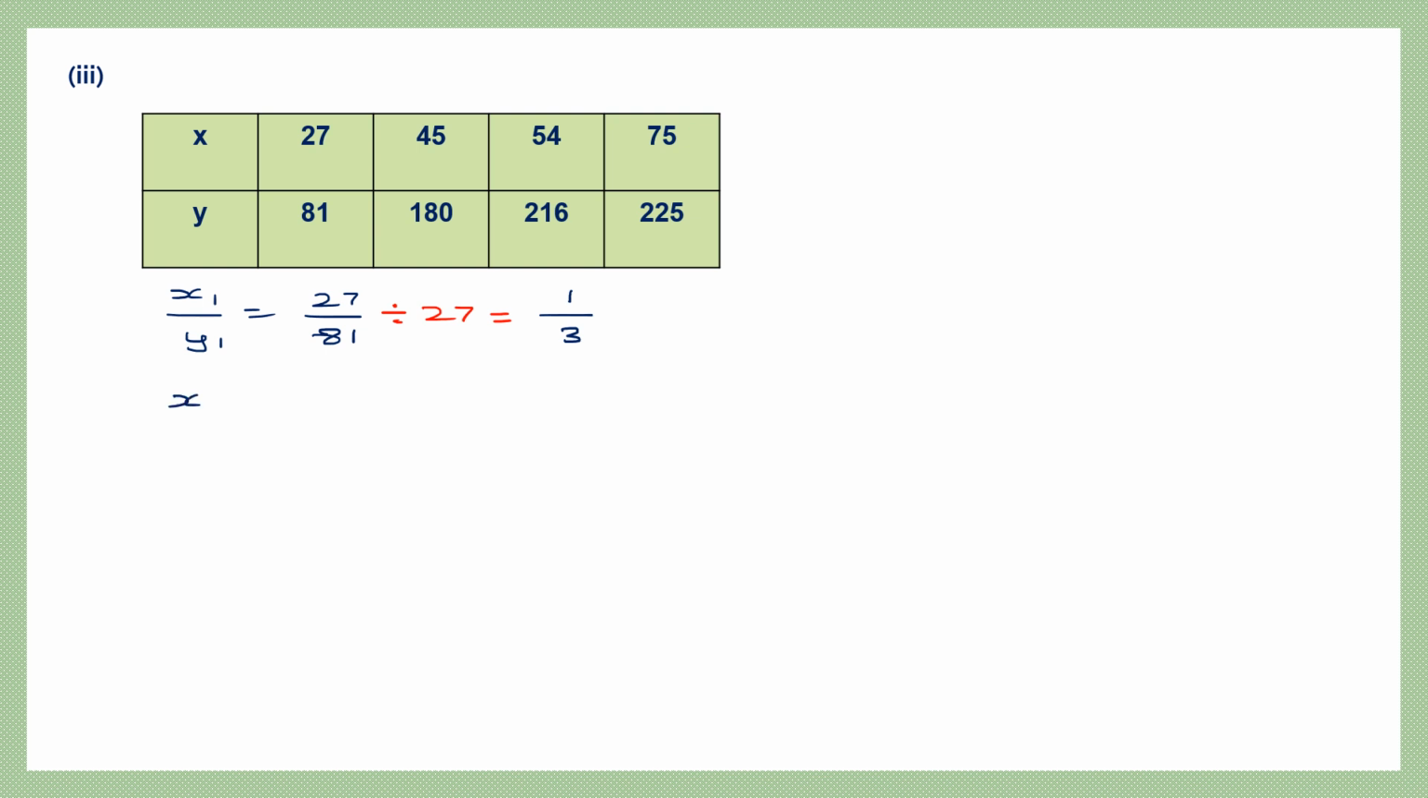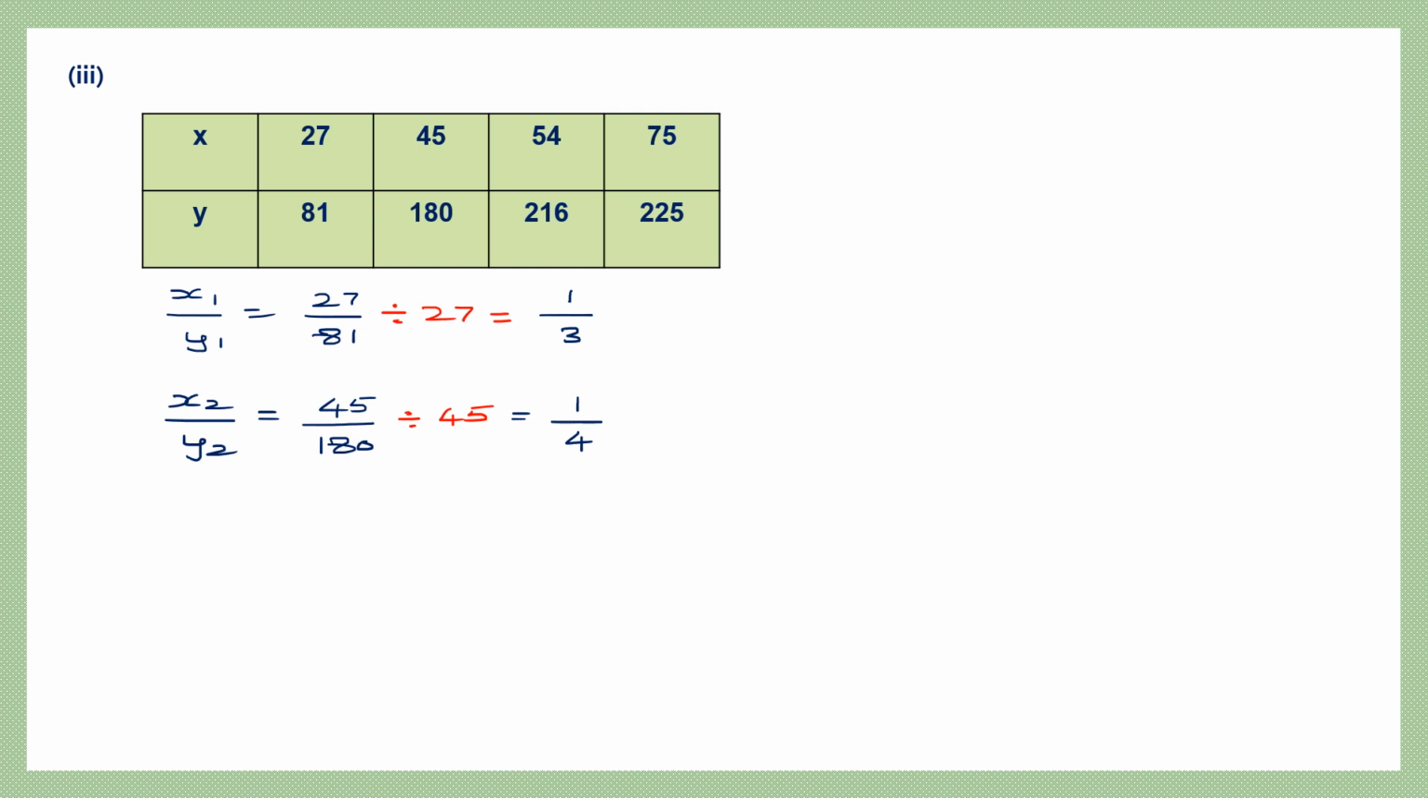Now let's take x2 by y2, and that is 45 by 180. Here we can divide both by 45 itself. So let's divide by 45. So when we divide, what do we get? We get 45 ones are 45. Here 45 fours are 180. So already you can see the difference here, isn't it? So this itself tells us that x and y are not in direct proportion. But we need to continue and work this out.